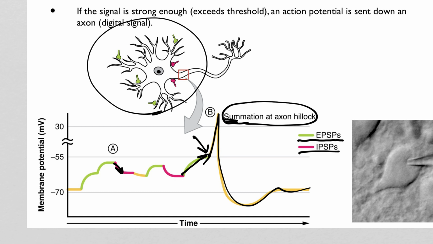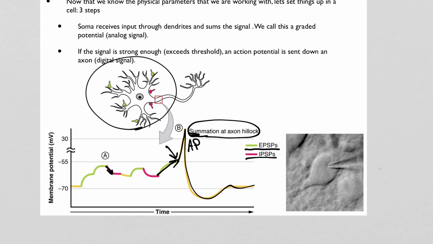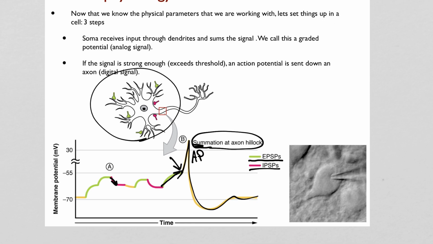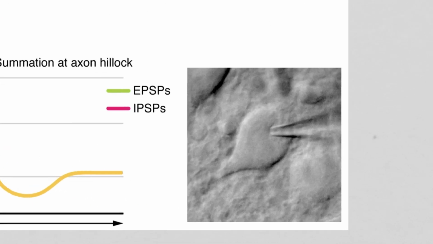So if the excitatory signals win, we hit threshold, we get an action potential. If the inhibitory signals win, we don't. Okay. And lastly, just to give you context as to how this graph is being made, this graph isn't just hypothetical. You can take a neuron in a culture dish.